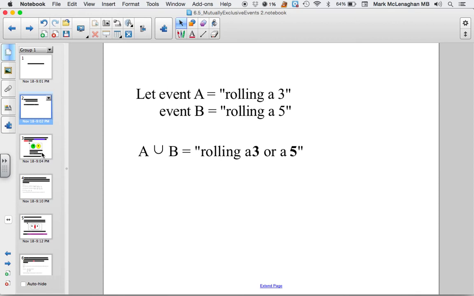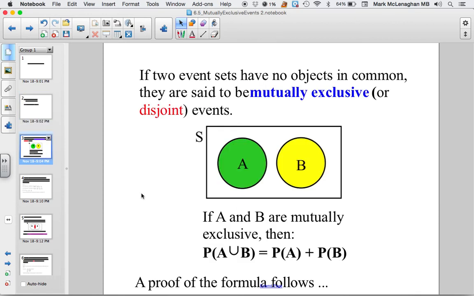Okay. So, mutually exclusive means that there are no objects in common. They are totally separate. A does not infringe on B. If that is the case, the probability of A union B, or A or B, is the probability of A plus the probability of B. If you want to see the proof, come see me tomorrow and we'll discuss the proof.